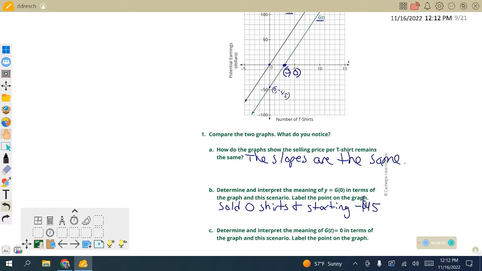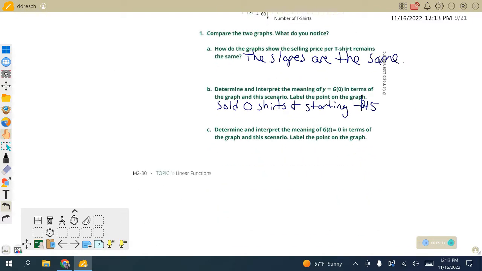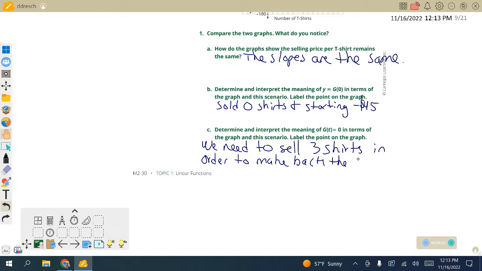How many t-shirts do we need to sell in order to recoup that? Three t-shirts, right? If you give away three, in order to recoup that money back, how many t-shirts do you need to sell? Three. So what that means then is we need to sell three shirts in order to make back the $45. And just to refresh, math, yeah, they call that break even.